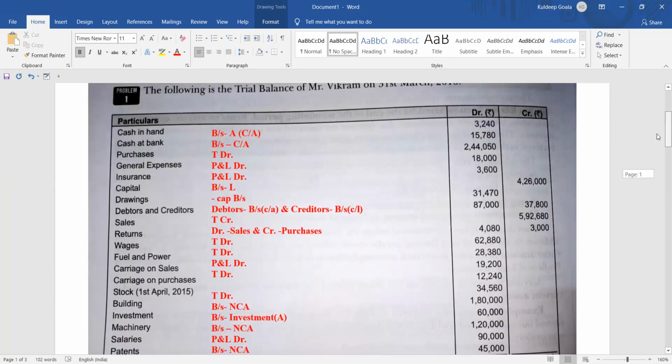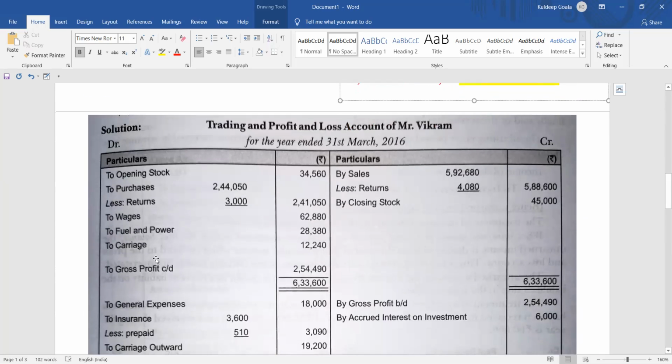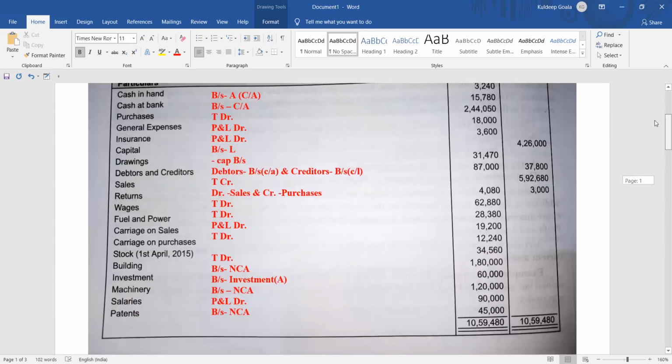First of all, the first item is what? Opening stock, isn't it? So what is the opening stock? Stock on 1st April 2015. What it was? It will come in the trading account debit side. We know that it was 34,560 rupees. There is no adjustment with that. So directly what we'll do? To opening stock, outer column 34,560 rupees. Clear? Now let's see what is the next item.